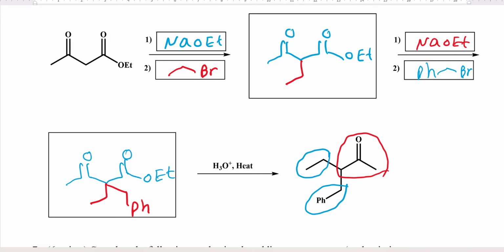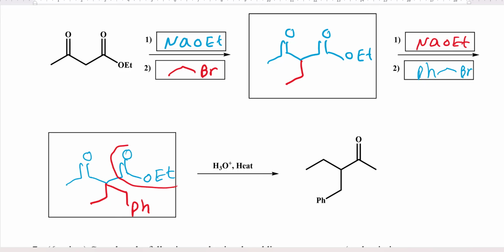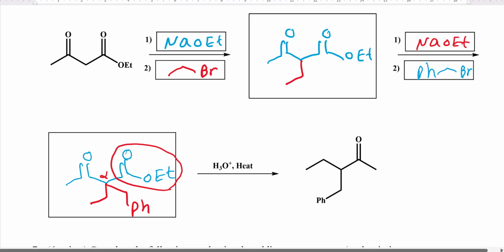Then when we have hydrolysis, the ester group converts to the carboxylic acid, which leaves the structure as CO2. So in our product, we don't see this ester. What we see is the remaining part. On the alpha position of an acetone, we have ethyl and benzyl groups.